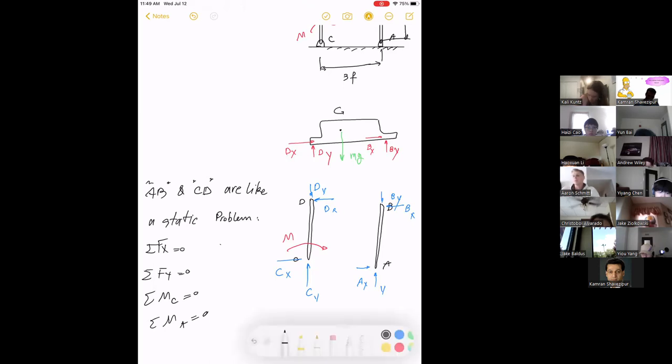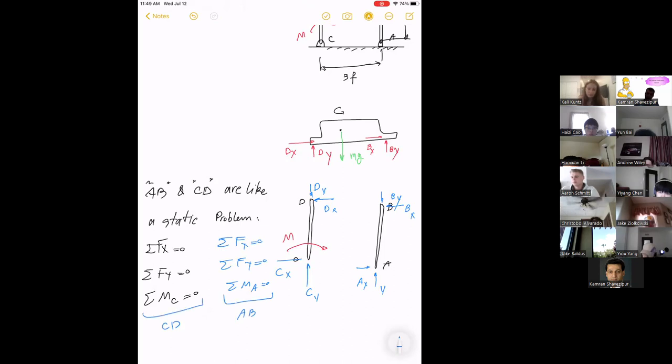You know what, just to separate them. This is for C, and for AB, summation of forces in X zero, summation of forces in Y zero, and summation of moments about A zero. This is for CD, this is for AB. Right? Can I do that? Yes or no? If there's no mass, when you say MA, there's no M, so it's going to be zero, right? Looks good? I'm going to keep it here.